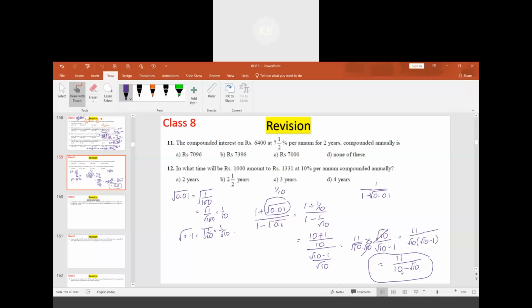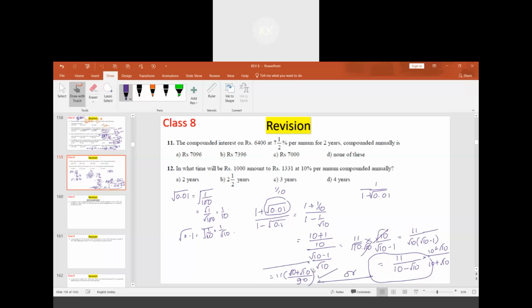Otherwise, you have to rationalize the denominator. You need to multiply by 10 plus root 10 divided by 10 plus root 10. We will get the answer as 11 times 10 plus root 10 divided by 100 minus 10, that is 90. This could be the answer. Both are the same.